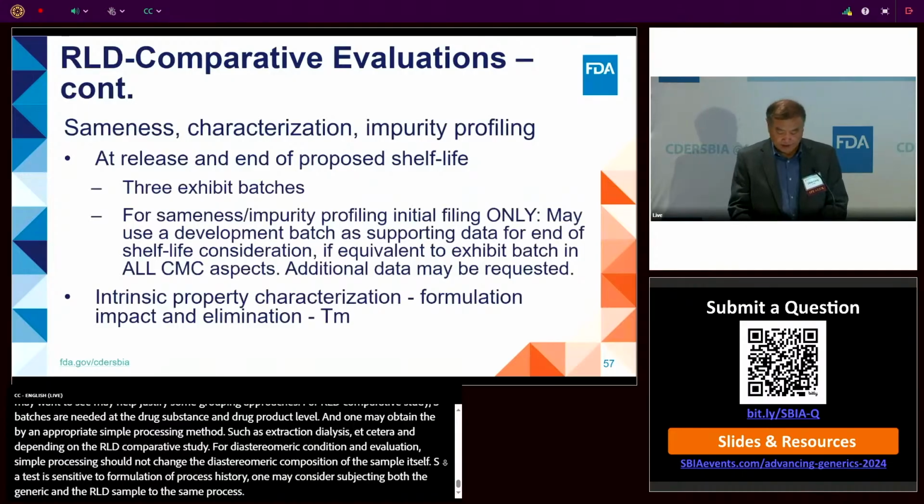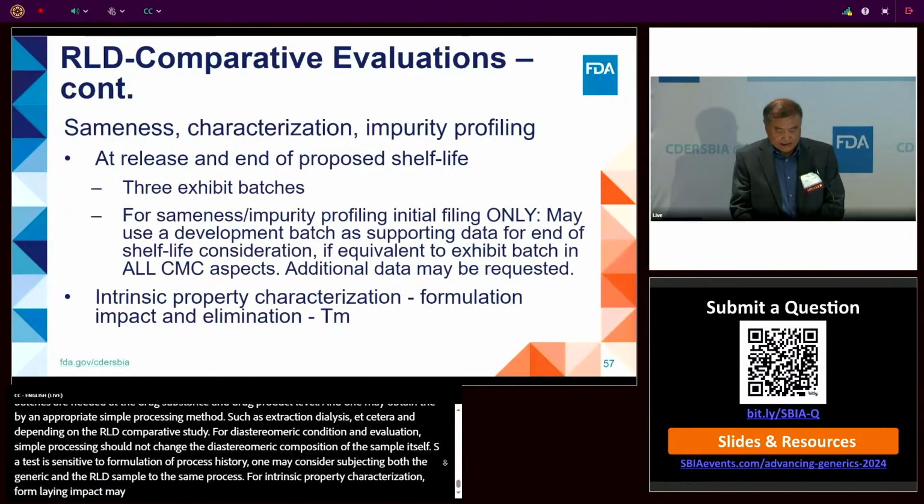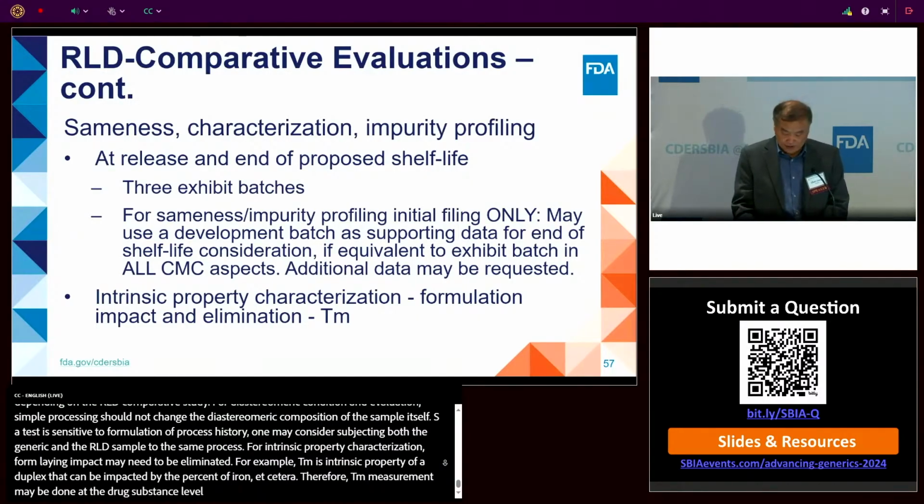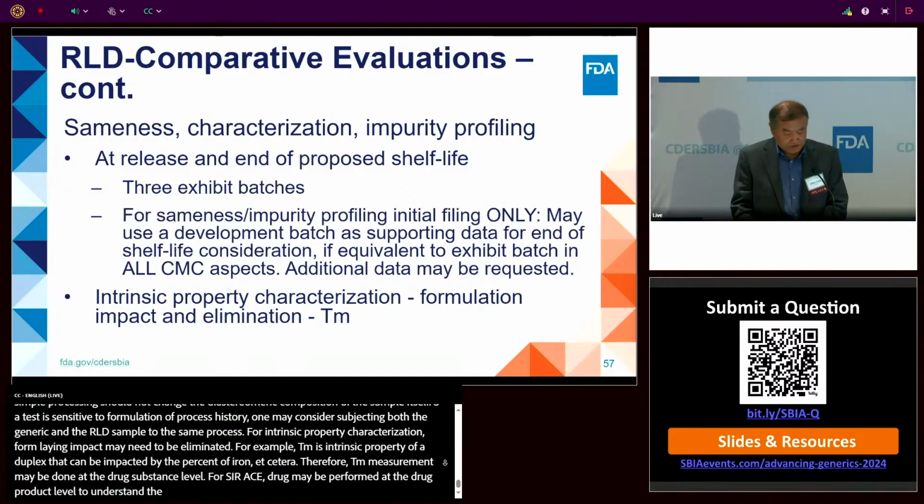For intrinsic property characterization, formulation impact may need to be eliminated. For example, Tm is an intrinsic property of a duplex, but can be impacted by the presence of ions, etc. Therefore, Tm measurement may be done at the drug substance level. For siRNAs, Tm measurement may be performed at both the drug substance and drug product level to understand the formulation impact and also demonstrate sameness.